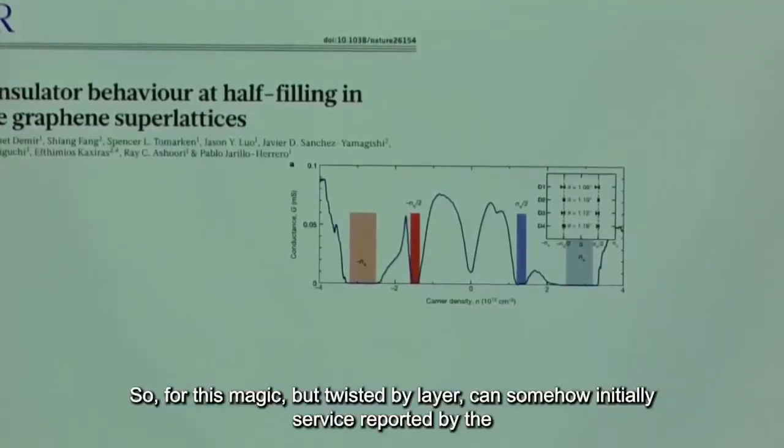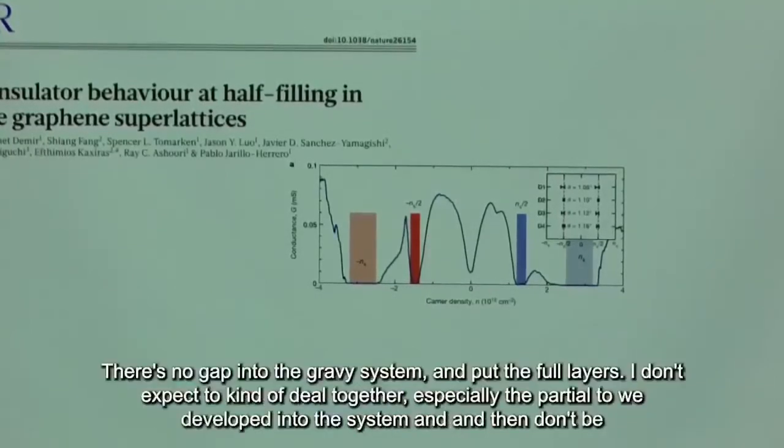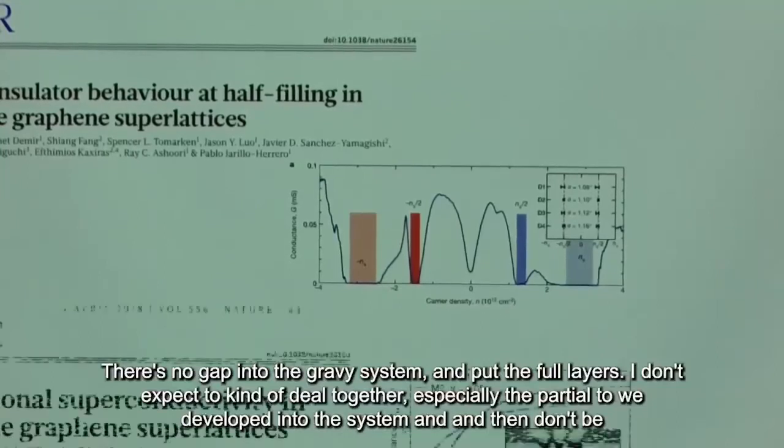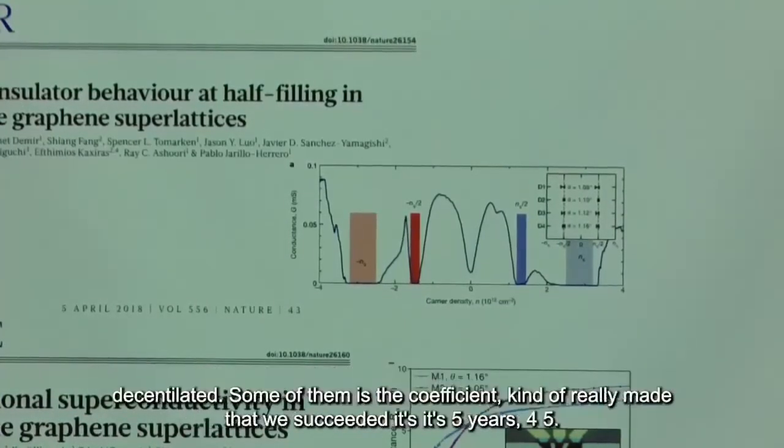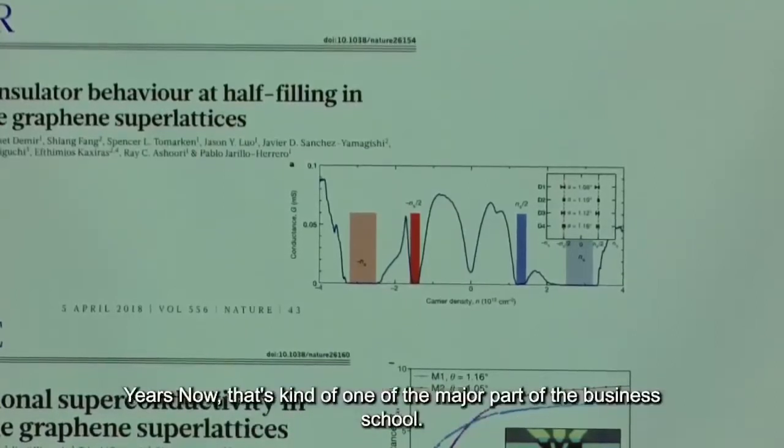Especially in the partially filled moiré band, at half filling and even quarter filling, they start to see a new insulator develop in the system. Then, doping this insulator, some of the doped insulator becomes a superconductor, and that really made things exciting in this field. We want to understand what is going on there, and in the past 4 or 5 years we have gained a lot of understanding of what is going on in the system. That's one of the major parts of this school's discussions.